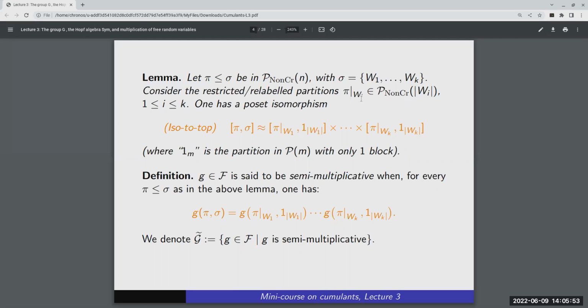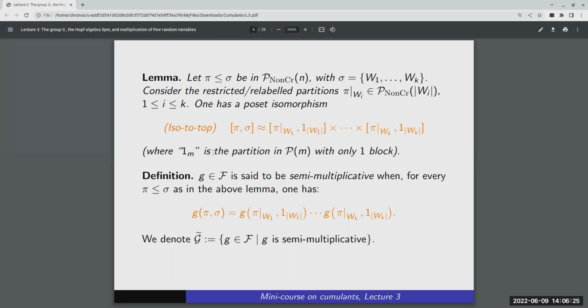You take each of these WIs and look at how pi divides WI into pieces. This is a non-crossing partition of a number of points, the cardinality of WI. It is the restrict-and-relabel business I was talking about on Monday. So you get K non-crossing partitions of sizes the cardinality of W1 up to the cardinality of WK.